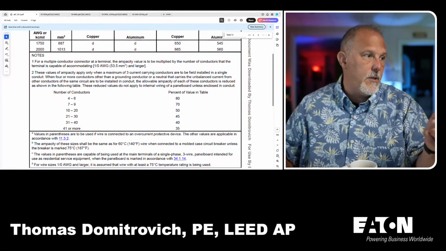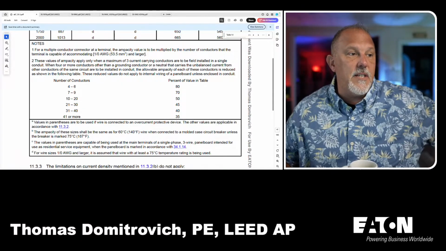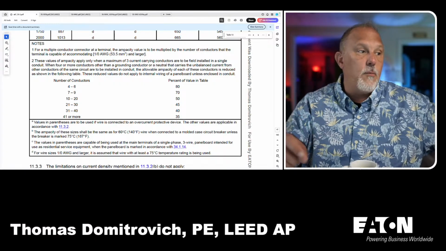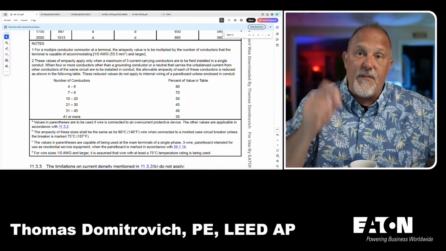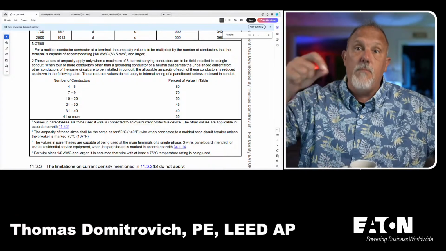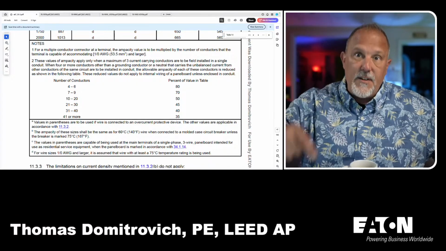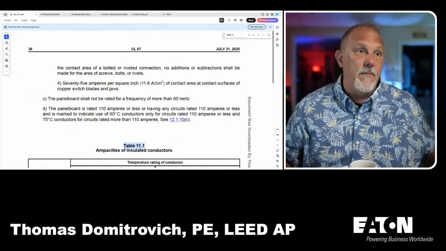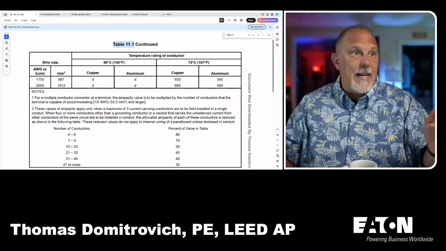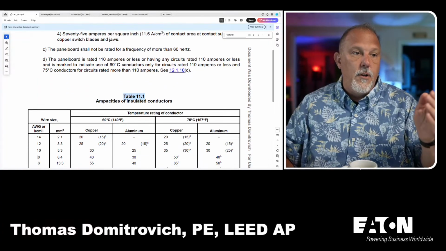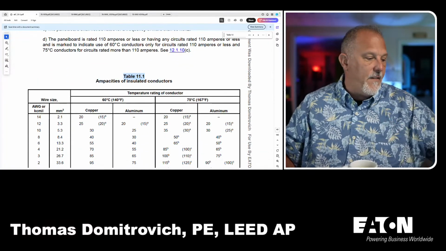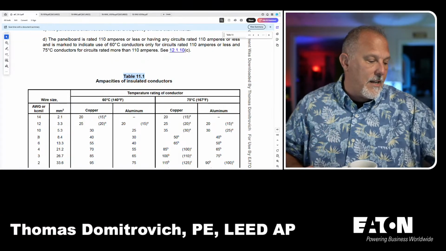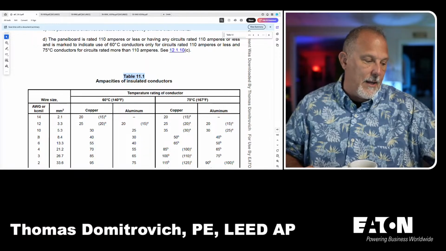B says the ampacity of these sizes shall be the same for 60 degrees C wire when connected to a molded case circuit breaker, unless the breaker is marked 75 degrees C. And what we will do is mark our breakers 75 degrees C, so you can use the 75 degrees C value. In any case, this is what I tried to do twice, two cycles in a row. I sort of gave up, but I'm probably going to go back to it again.